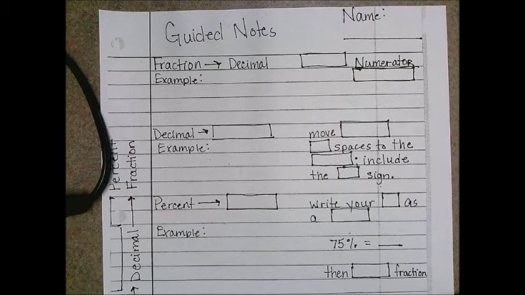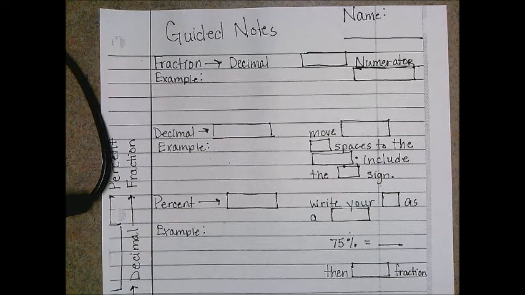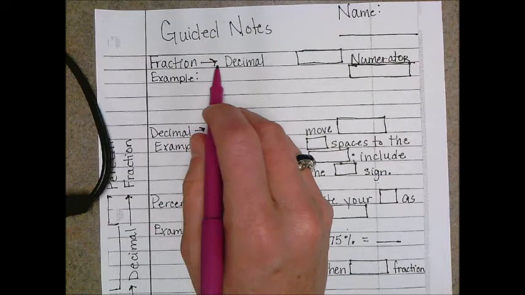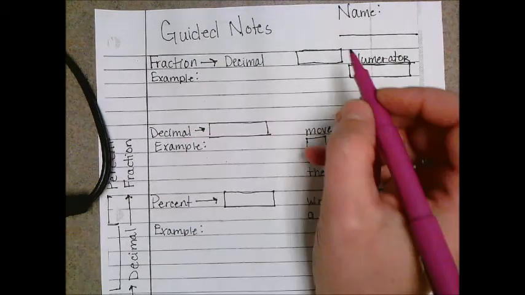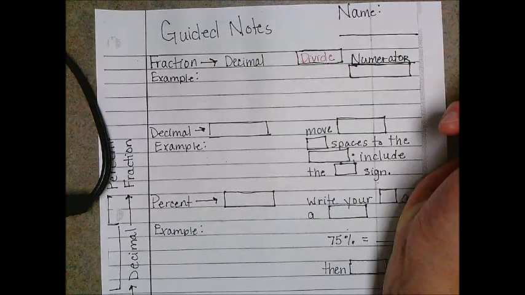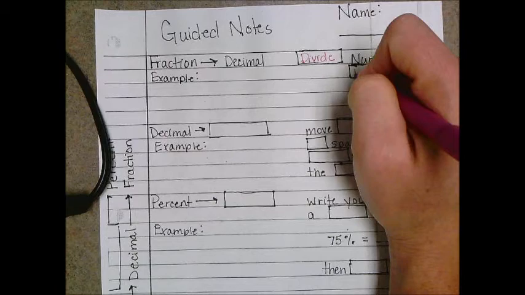Okay, first thing we're going to review is to do a fraction to a decimal. The main operation I want you to remember when we do a fraction to a decimal is division. So in the box here, we're going to say divide. We divide the numerator by the denominator. We're going to do a quick example.